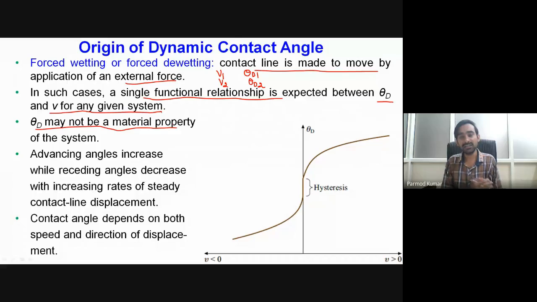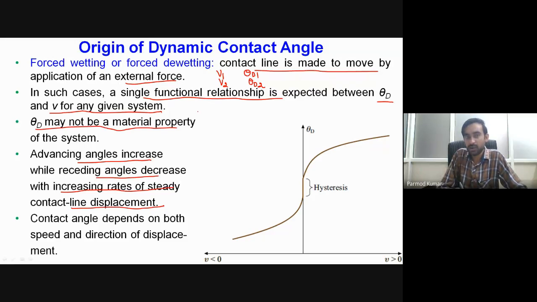There is a common observation that if we increase the rate of steady contact line displacement, the advancing contact angle increases when the liquid is advancing over the surface. If the liquid is receding from the surface and we increase the rate of steady displacement, which is nothing but the contact line velocity, then the receding contact angle decreases.